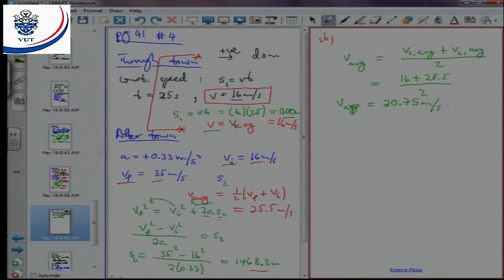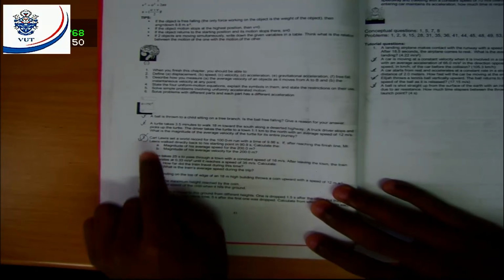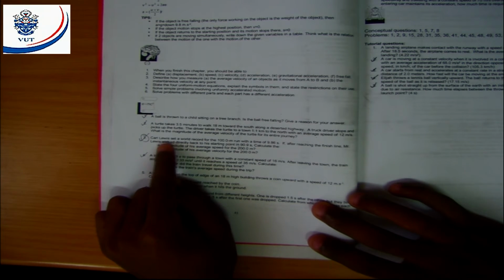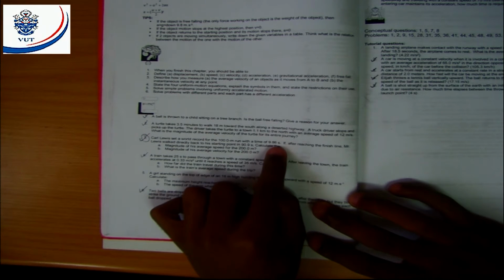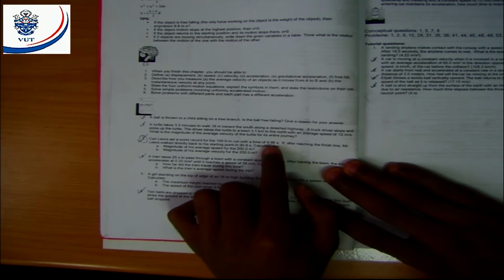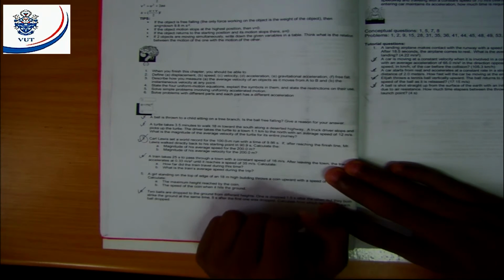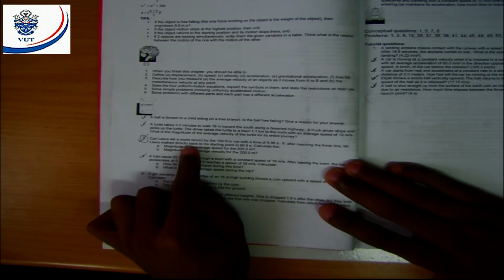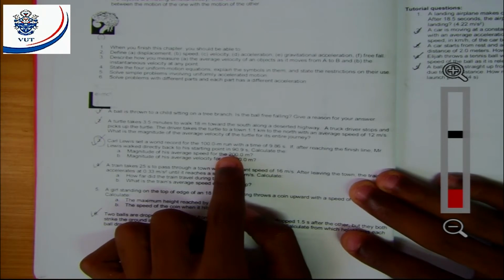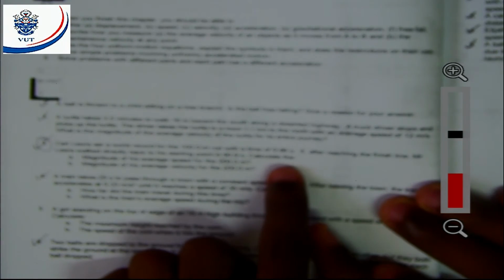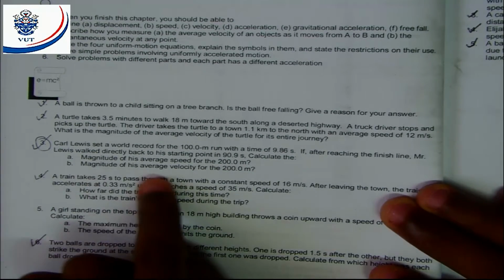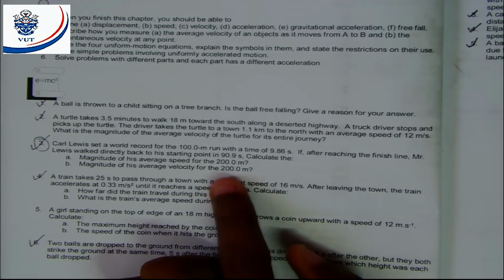Okay, so that completes question 4, and then now I would like to look at one more problem from the problems that we cover in lectures, and that's question 3. So for question 3, we have Carl Lewis, who's an Olympic runner, who set a world record for the 100-meter run with a time of 9.86. So this guy was very quick. He covered 100 meters in 9.86, and then after reaching the finish line, Lewis walked directly back to his starting point in 90.9 seconds. And what we want to know is to calculate the average speed for the 200 meters and to calculate the magnitude of his average velocity for the same 200 meters.